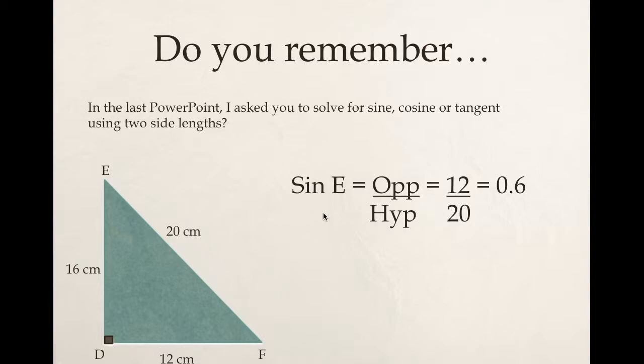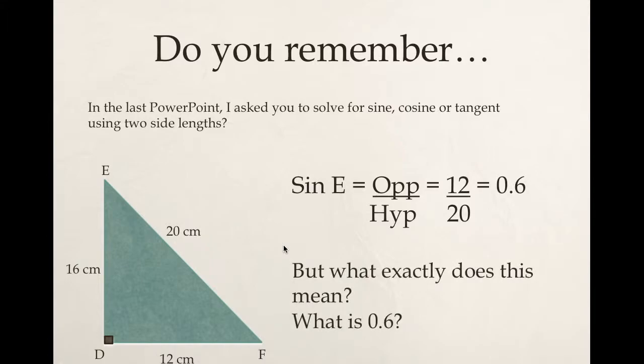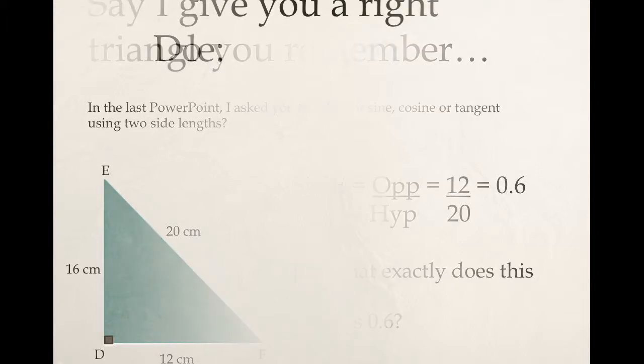Sine of E is opposite over hypotenuse, so we did 12, the opposite side of E, over 20, the hypotenuse, and it gave us 0.6. And then I said, what does this mean? What is this 0.6? This is the PowerPoint that's going to explain what that 0.6 means.